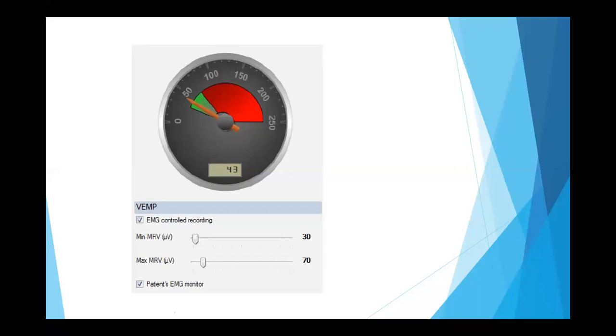So what happens if it is coming less than the green? The responses will be rejected. It will not be counted. And if it is going above that, it will also be rejected. Any response that is recorded with an EMG level in the green area will be counted and averaged. Other things are removed. And we are going to control this. You are seeing two handles down, which are minimum and maximum. Here I have kept 30 and 70. So any responses below 30 microvolt will be rejected, and any responses above 70 microvolt will be rejected.